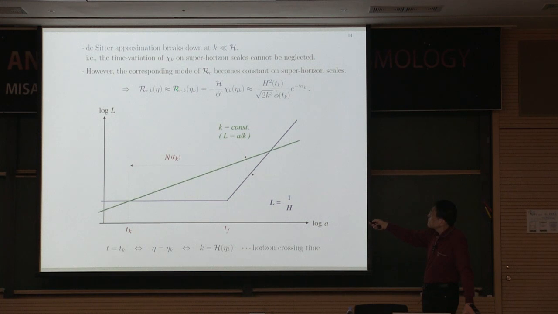And this horizon crossing value can be evaluated by the horizon crossing value of the scalar field fluctuations in flat slicing. And this is the result, which is sort of a standard result for the amplitude of the curvature perturbation, and this remains constant in time as long as the scale is outside the horizon.